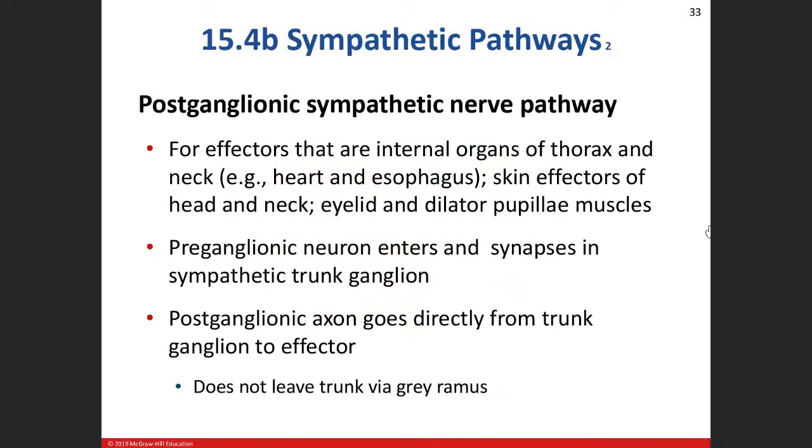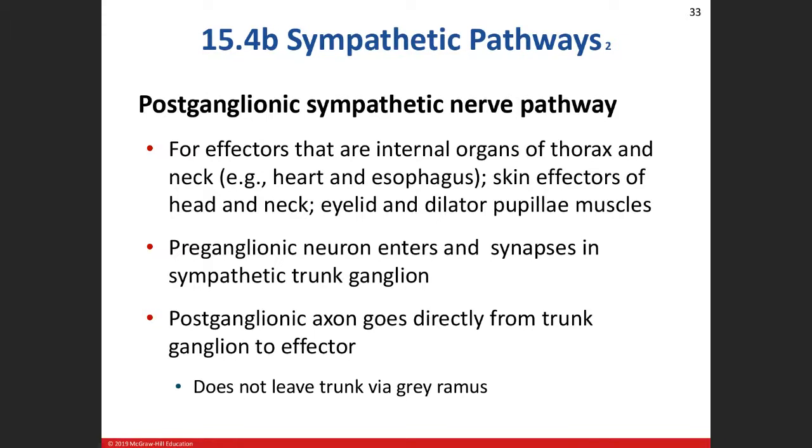The second pathway is the postganglionic sympathetic nerve pathway. Same story. The preganglionic is going to enter, and once it synapses, it will then leave that sympathetic trunk and go directly to the effector.